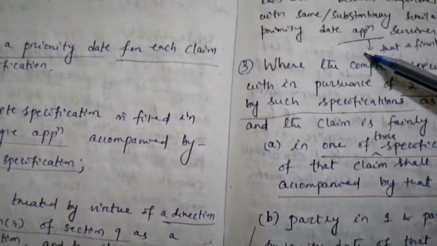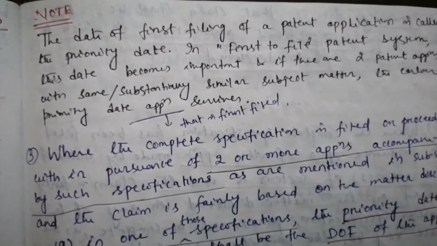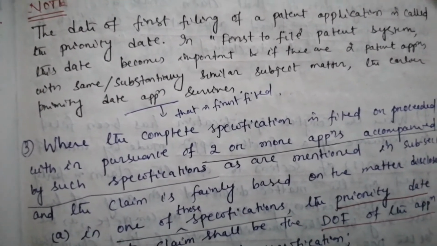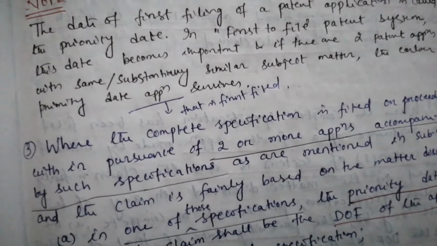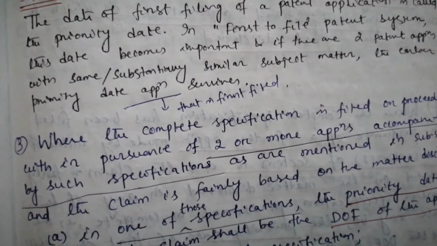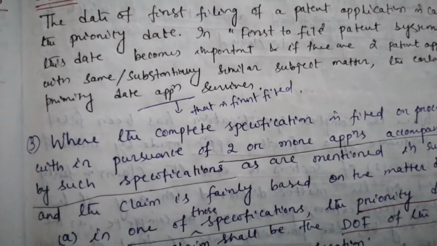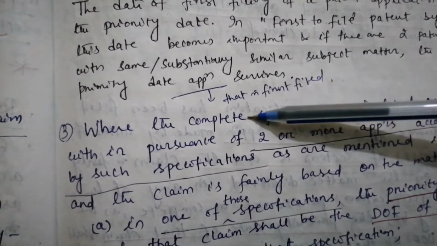So we can say one thing: the date of first filing of a patent application is called the priority date. We know that. If the system is a first-to-file patent system, then this date becomes important. If there are two patent applications with the same or substantially similar subject matter, the application with the earlier priority date, or that which is first filed, survives.